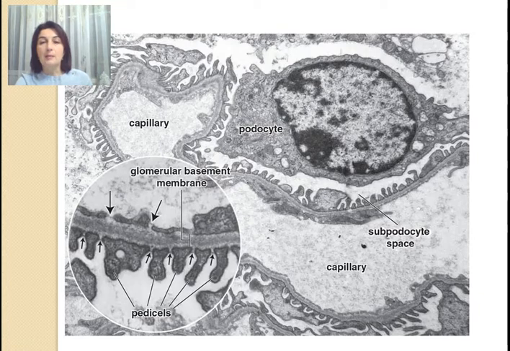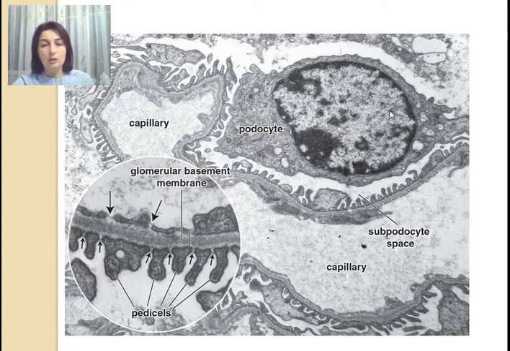In the center, the lamina densa includes the network of type 4 collagen, and it will prevent passage of substances which have a size of more than 69 kilodaltons. So finally, what will pass through the filtration barrier is plasma ultrafiltrate that is devoid of blood cells and devoid of large proteins, which are larger than 69 kilodaltons.